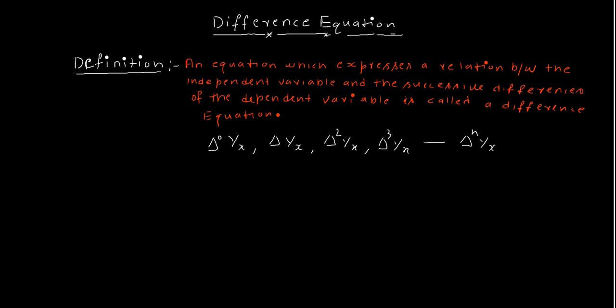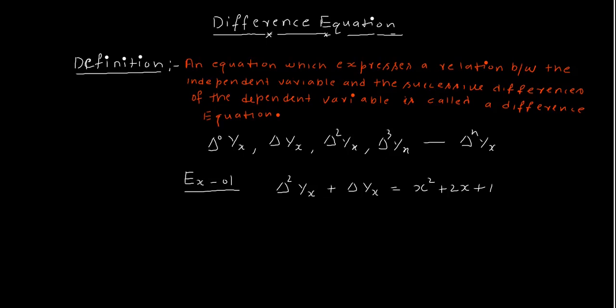For example, example 1: del 2 yx plus del yx equals x square plus 2x plus 1. If we closely observe, this is an equation which expresses the relation between the independent variable and the successive differences of a dependent variable. Here the independent variable is x and the dependent variable is y. So this difference equation is written in the form of a forward difference operator.